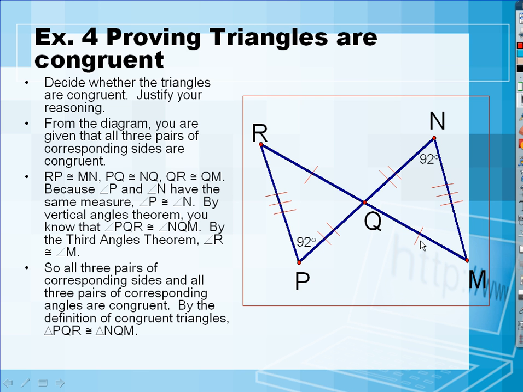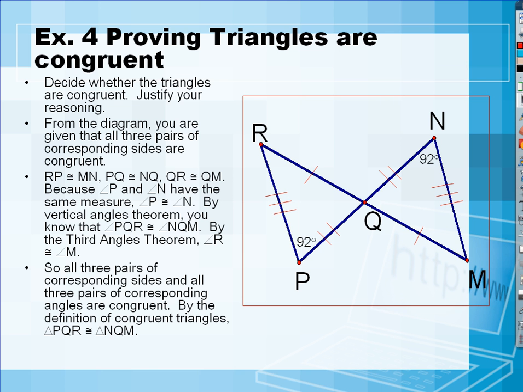Okay. So the last two, now we're getting something just a tad bit more advanced here. Last two examples, you have to scratch your head about just a little bit. Proving triangles are congruent. Decide whether the triangles are congruent and justify your reasoning. Okay, so let's think about this first. This is what I'm given. I'm given that this angle's 92, that angle's 92, and I'm given some congruences among the sides.